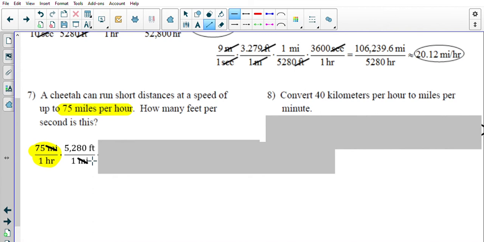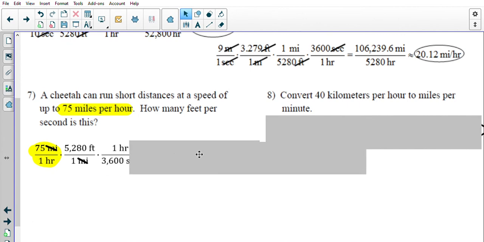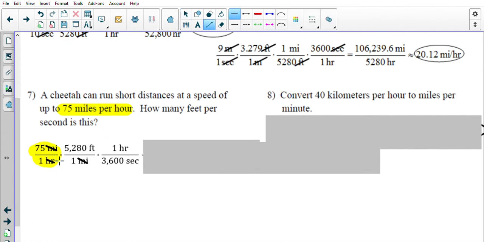And then we want to convert our hours into seconds. So if you remember from our last problem we just saw, there's 3,600 seconds in an hour. In this case, I want my hours to go on the top though, seconds on the bottom. So we're going to be left with feet per second.